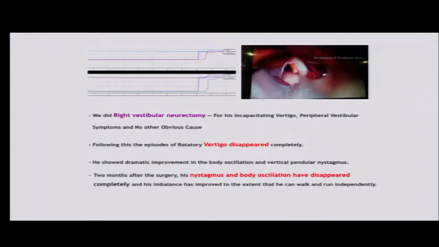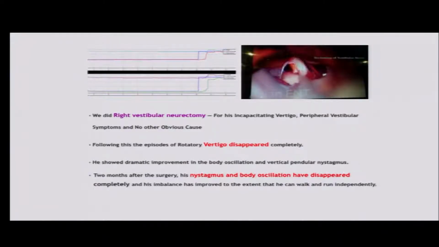So then I did a vestibular neurotomy, right vestibular neurotomy, for his incapacitating vertigo, peripheral vestibular symptoms, and no other obvious cause. That's why I did a vestibular neurotomy. That is the justification I give for my vestibular neurotomy.